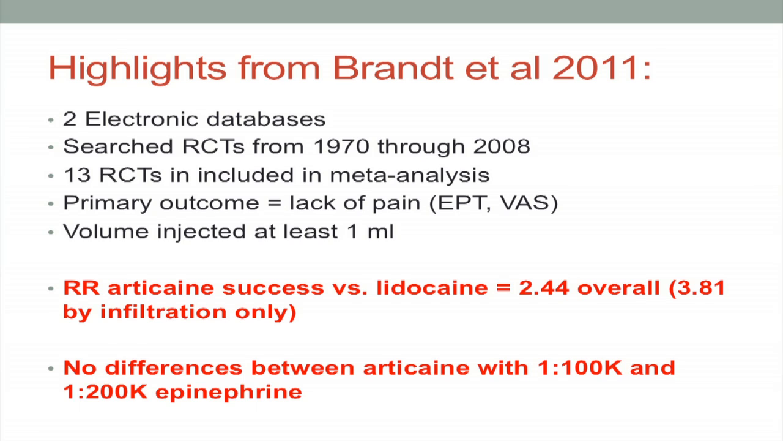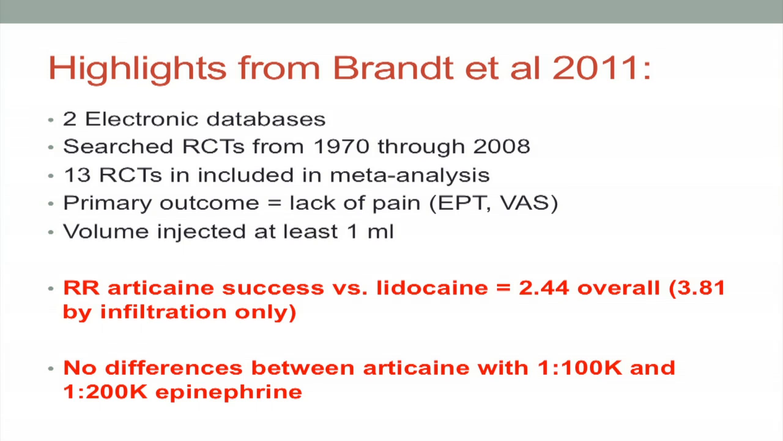They searched 2 electronic databases and searched randomized controlled trials from 1970 through 2008. There were 13 randomized controlled trials included in the statistical meta-analysis, and the primary outcome was the lack of pain following electric pulp testing or patient scoring using a visual analog scale. The volume injected was at least 1 milliliter. The relative risk for Articaine success versus lidocaine was 2.44 overall, and there were no differences between Articaine with 1 to 100,000 epinephrine and studies in which 1 to 200,000 concentrations were used with Articaine.